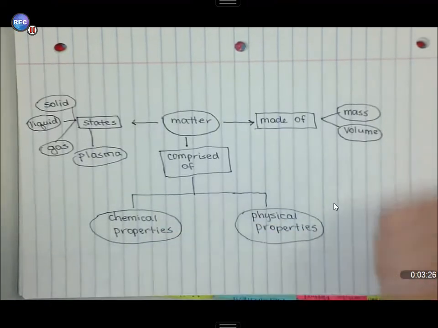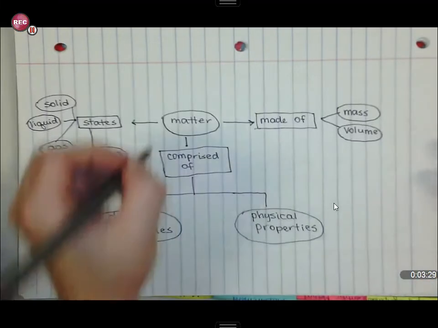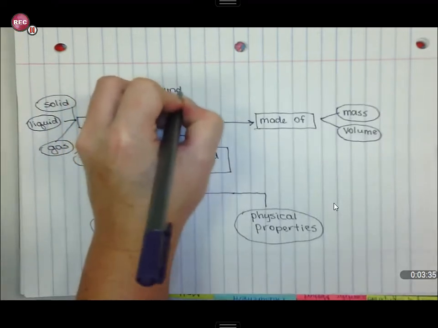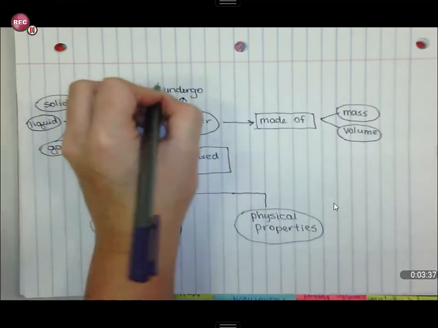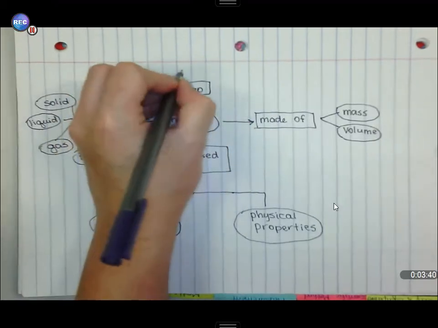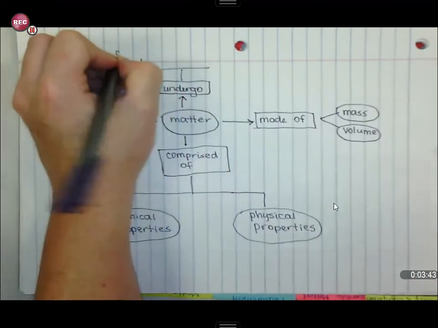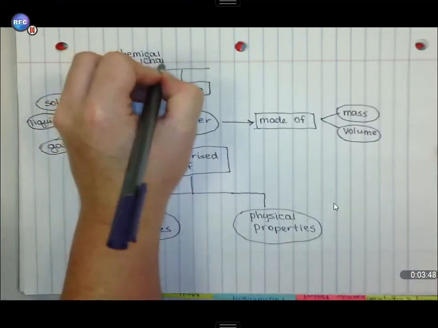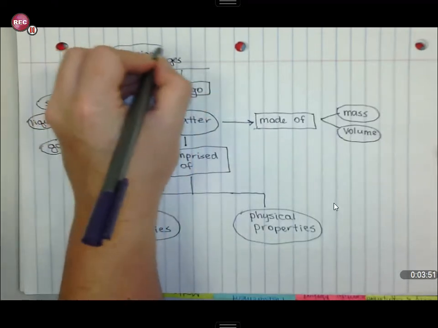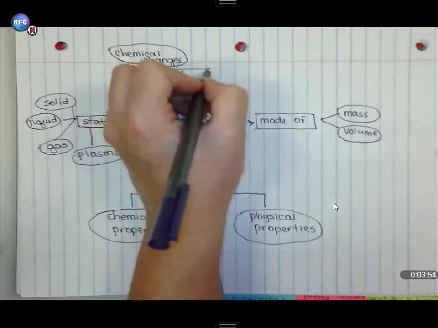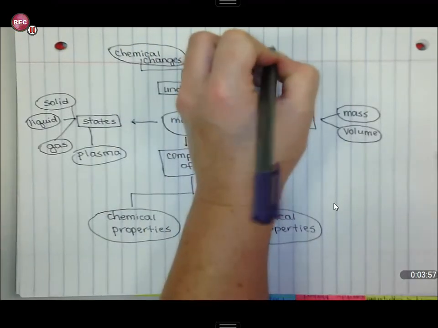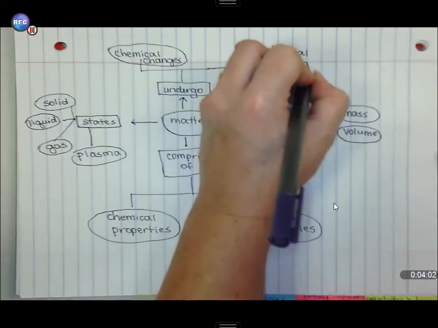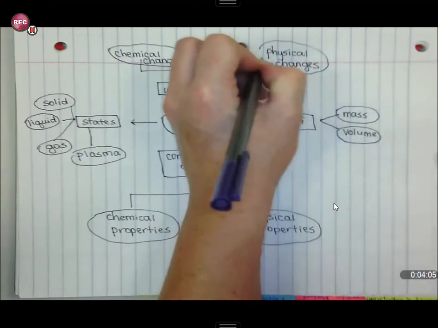And now we have covered all of this so far. The ones that we just added was going to be that it can undergo chemical changes, mine's running out of room, and I'm going to go over here, physical changes. So those are the last things that we went over.